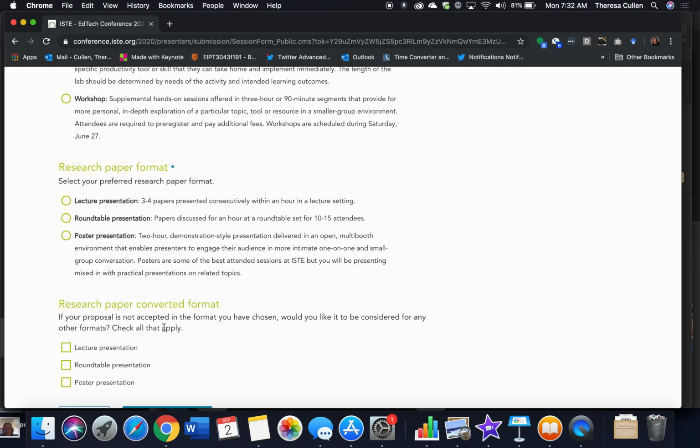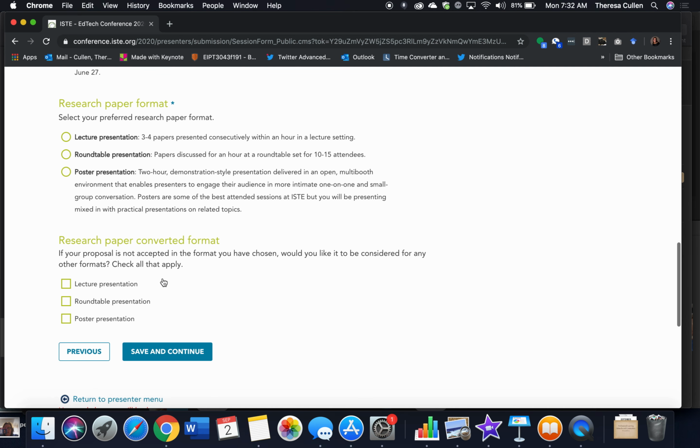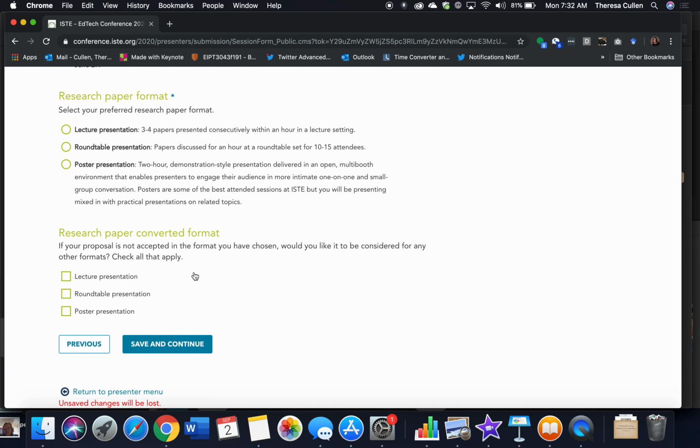And then finally, a poster presentation is when you'll be standing next to a poster for an hour or two talking about your research. Thing to know about the poster presentation, these will be mixed in with regular practitioner presentations. So for example, if your research is on robots, you'll be around people talking about how they use robots in their classroom. And it's not just researchers. That's a plus and a minus depending on what your interests are.